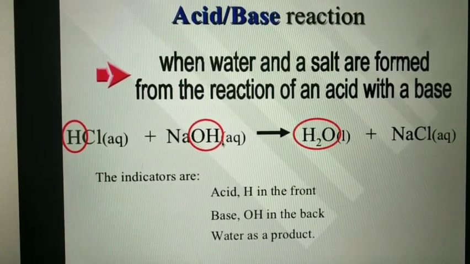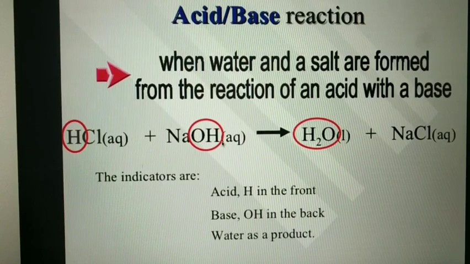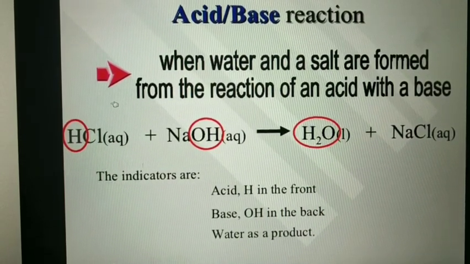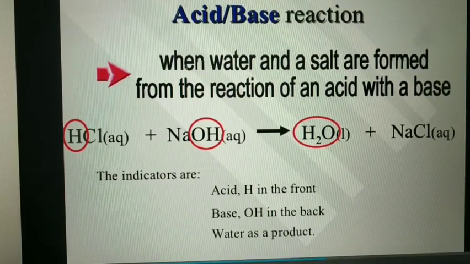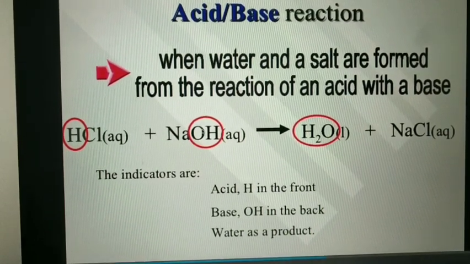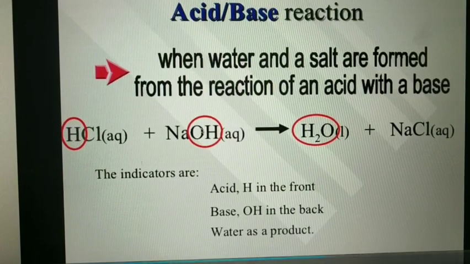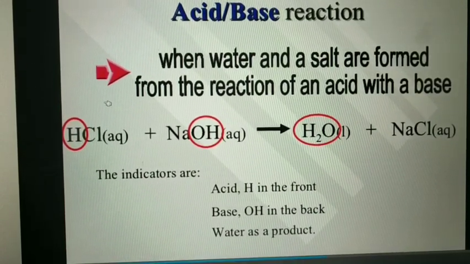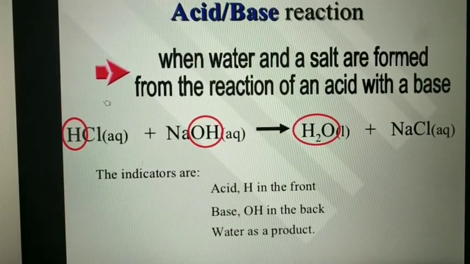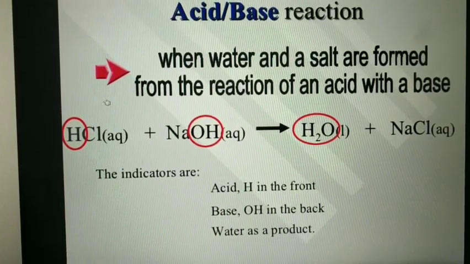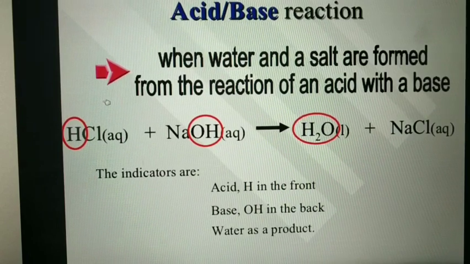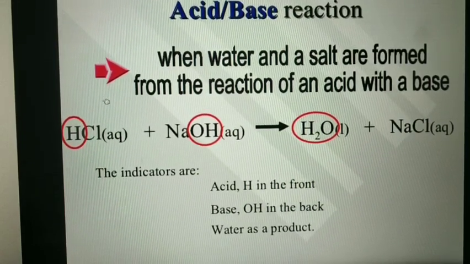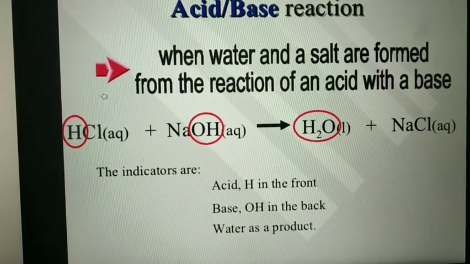One more reaction is given in the book, that is sodium carbonate, Na2CO3. Sodium carbonate is also a base, like OH minus in the back. It reacts with hydrochloric acid, that is HCl. It forms NaCl plus H2O plus CO2, that is carbon dioxide gas. But this is gas, it will escape. And what is formed? Water and salt. So that is also a neutralization reaction.